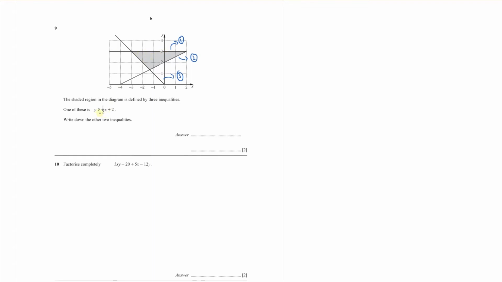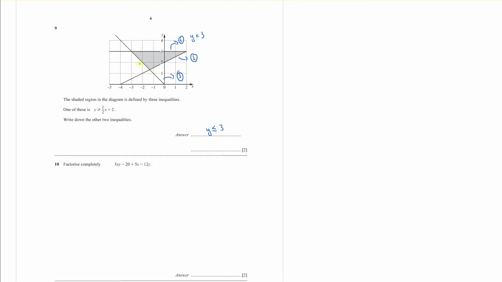So the inequality that we are already given has a gradient of positive 1/2. So this has to be the equation of this line. So now we have to find the equation of line number 1 and line number 3. Since line number 1 is a horizontal line, it's pretty simple to calculate its equation. The y-intercept is 3, so the equation of line number 1 would be y equals 3. Since the shaded region is below this line, our inequality would be y is less than or equal to 3.